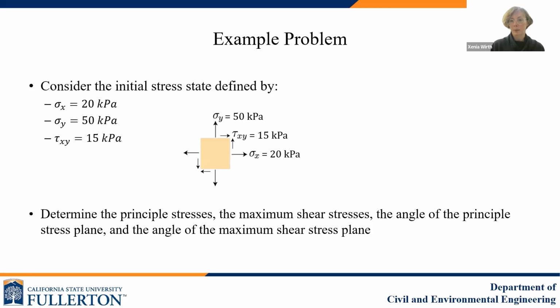So let's look at an example problem. We're given an initial stress state here, defined by an initial normal stress in the x direction of 20 kPa, an initial normal stress in the y direction of 50 kPa, and an initial shear stress of 15 kPa. And it looks like this. Based on this initial stress state, determine the principal stresses, the maximum shear stresses, the angle of the principal stress plane, and the angle of the maximum shear stress plane.